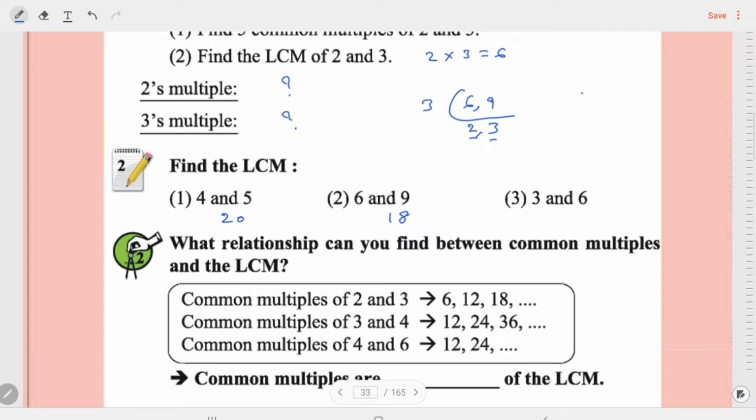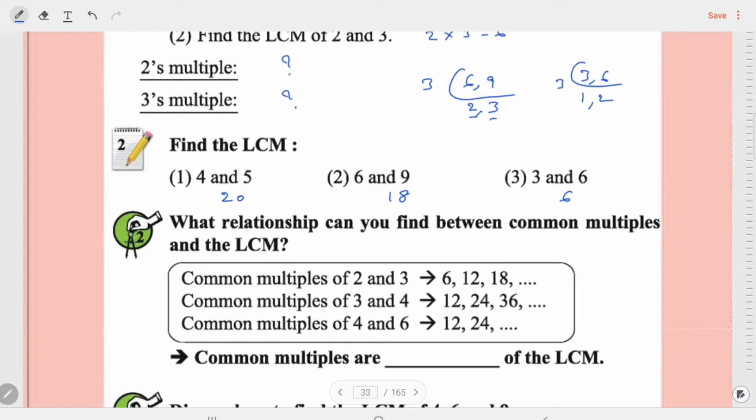Again 3 and 6. Proceed in the same way. 3 1s are 3, 3 2s are 6. 6 is the least common multiple. Okay, like that you have to do it.